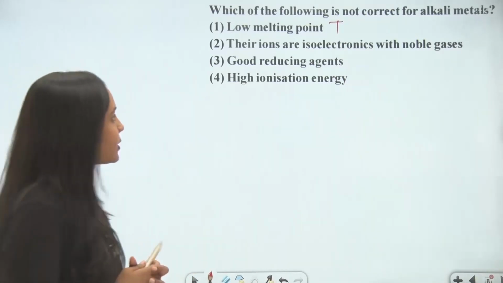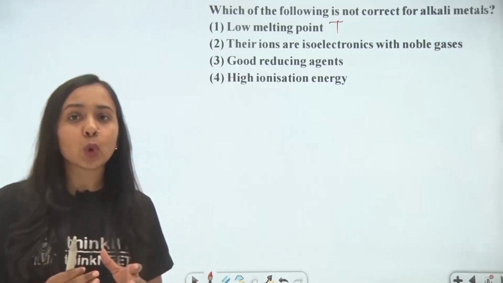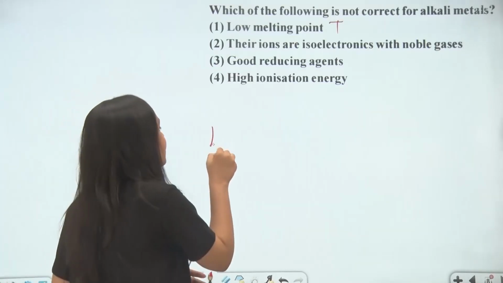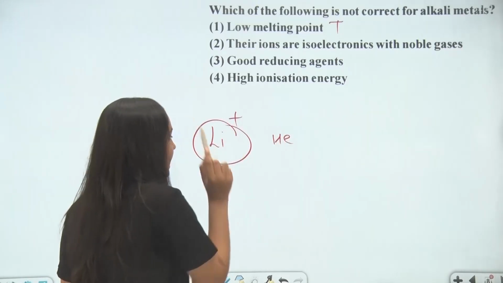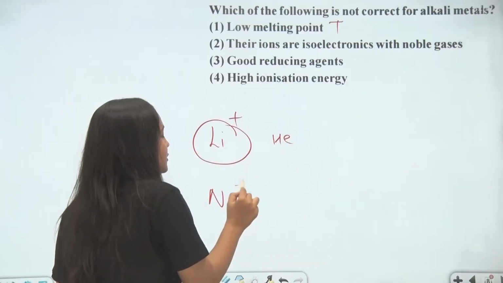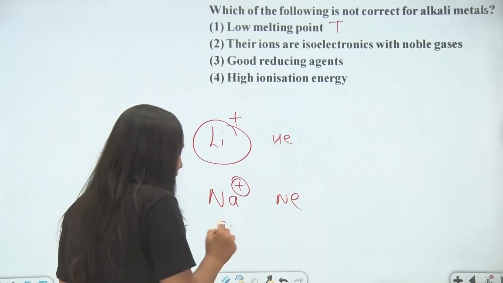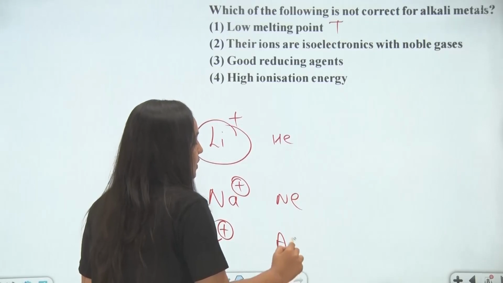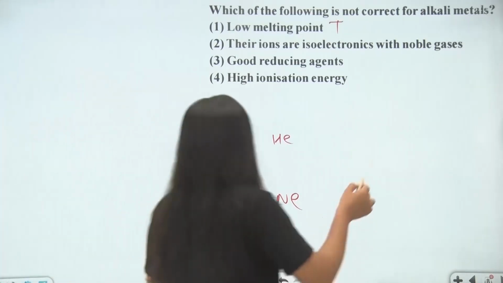Their ions are isoelectronic with noble gases. Yes, their ions are isoelectronic with noble gases. For example, Li plus is isoelectronic with helium, right? And Na plus is isoelectronic with neon. Similarly, K plus is isoelectronic with argon. So yes, their ions are isoelectronic with noble gases. This is the true fact.